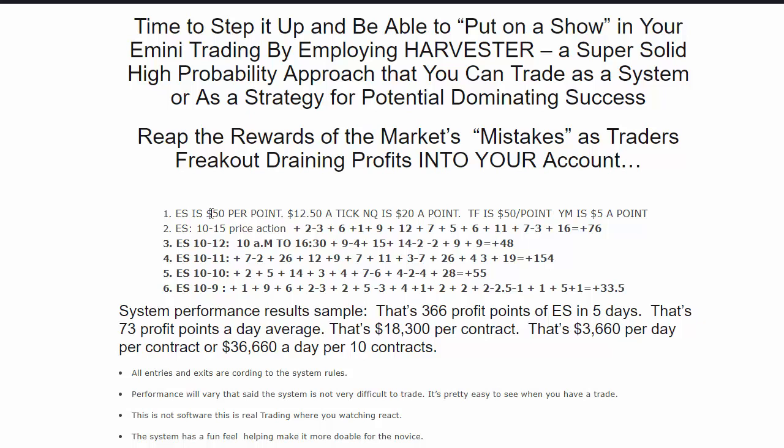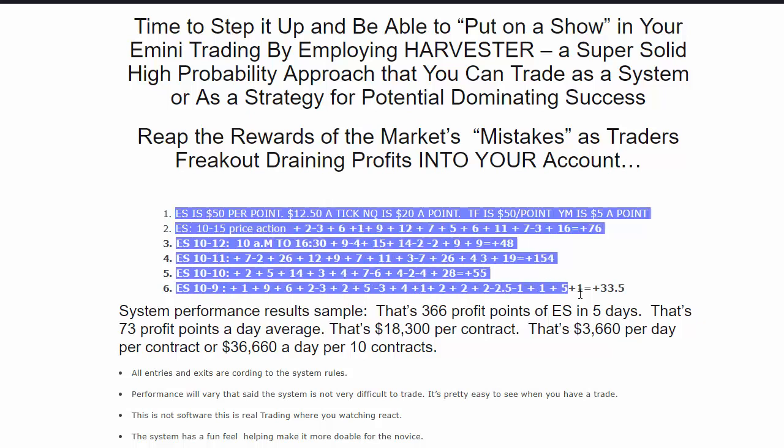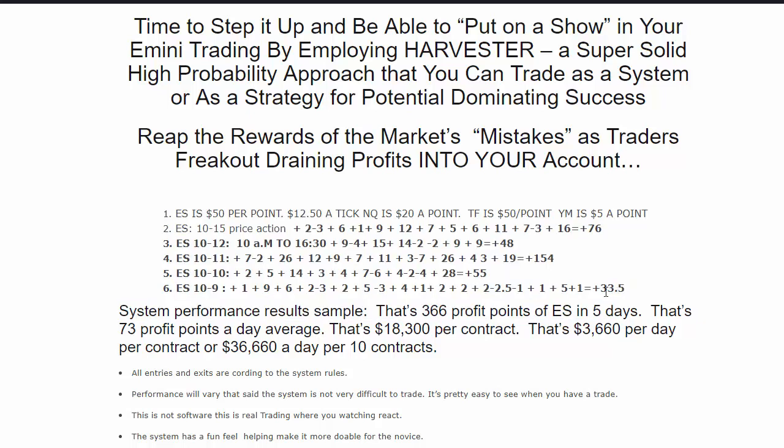So you can see here some system performance results, and you may see a more fancy version of these results later. But this is a fairly recent example of what this system was able to do. Okay, all these trades are based on the system's entries and exits, and you can see here this is ES now. Okay, this is S&P 500 E-mini.